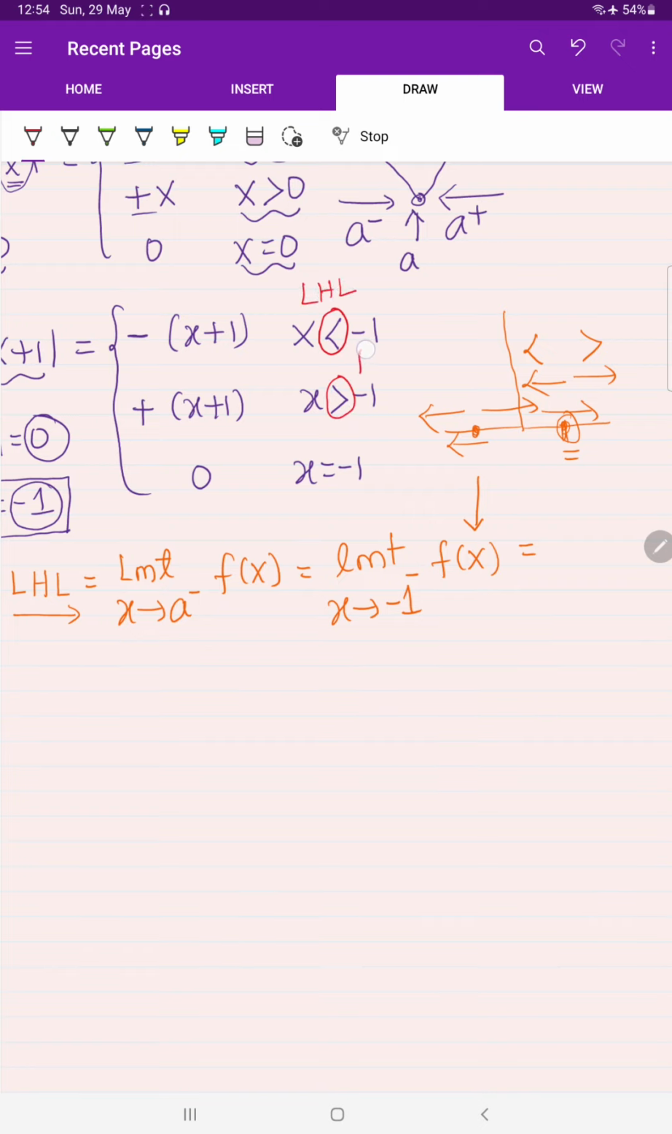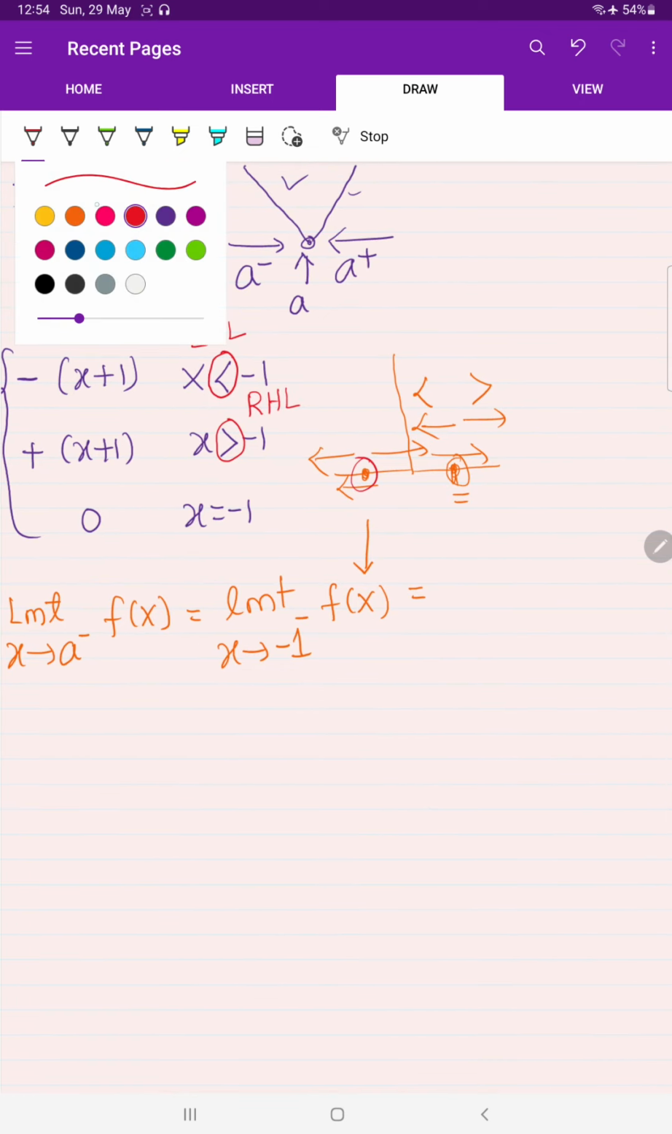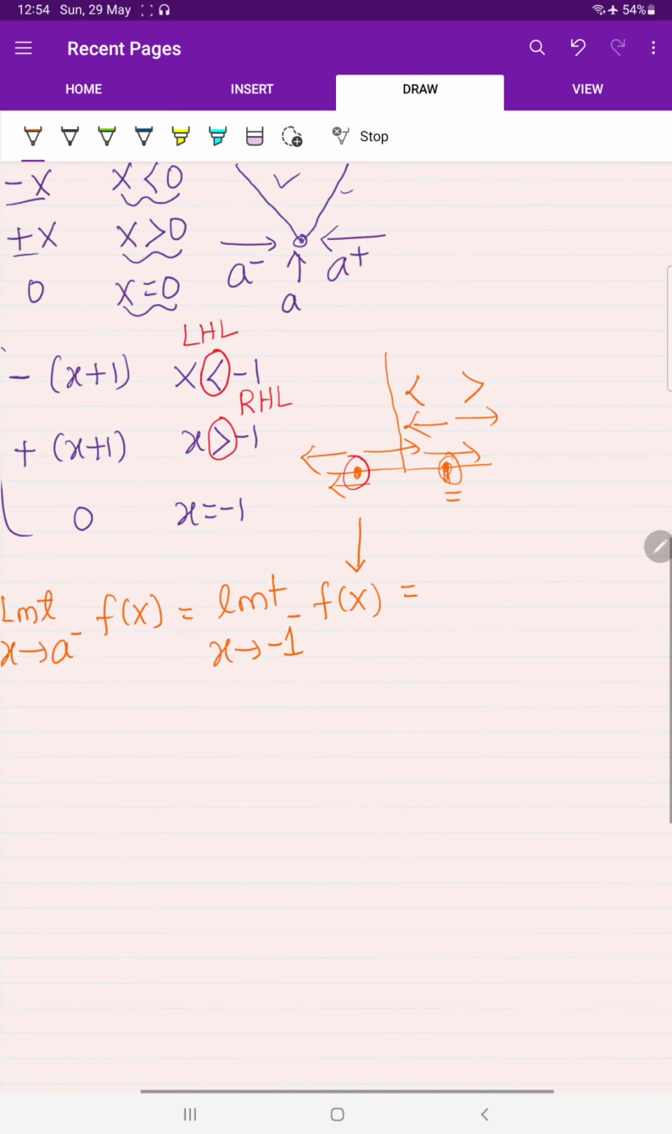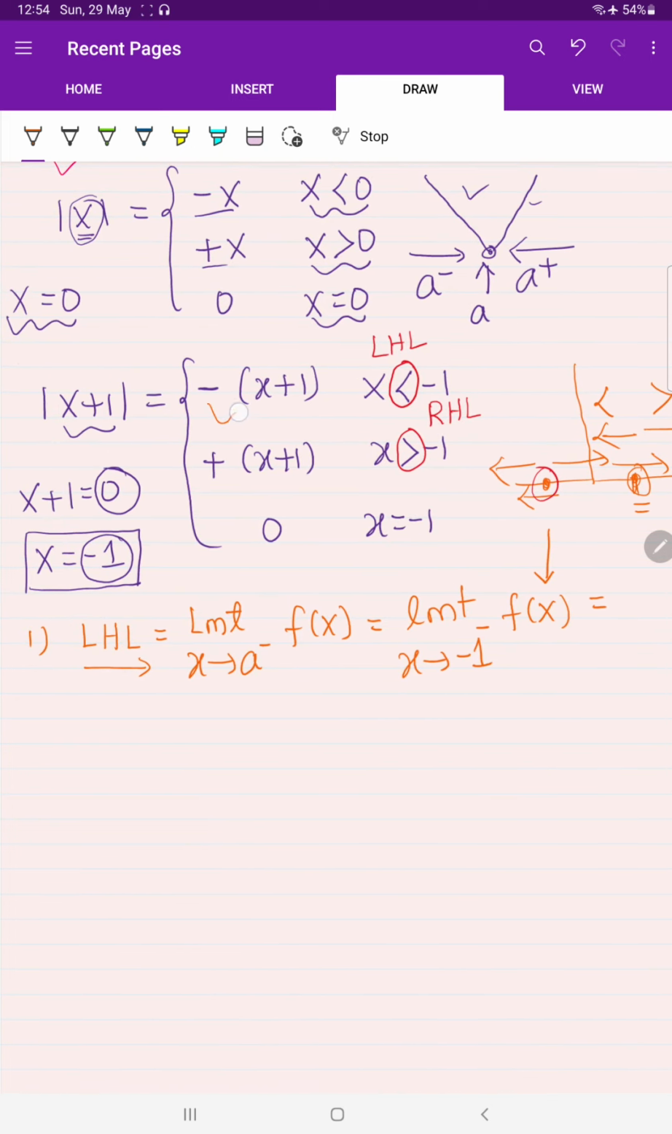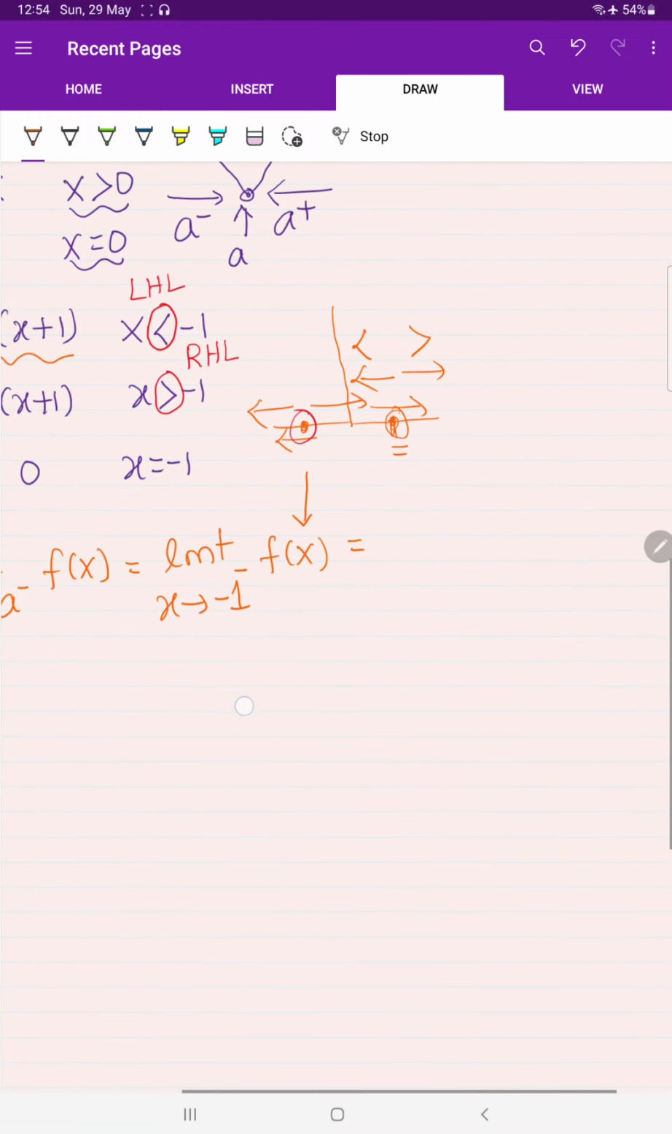Greater than means I am talking about the right hand side limit. Equal to means I am exactly talking about that specific point. Understood? So, let us continue from here. We are in the left hand side. Left hand side means when x is less than 1, what is the value of f of x? Minus x plus 1.